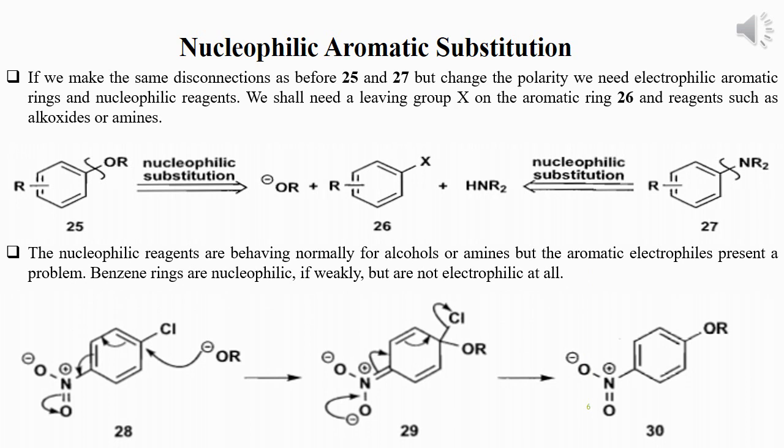Nucleophilic aromatic substitution. If we make the same disconnections as we have done before, like for 25, 20 and 27, right? But we change the polarity, we need electrophilic aromatic rings, the nucleophilic reagents. Earlier, in the previous lecture, we were doing electrophilic substitutions, we were thinking about the electrophiles. Now we have to reverse it. We are changing the polarities. What are we changing? Now we are in need of electrophilic aromatic rings and nucleophilic reagents.